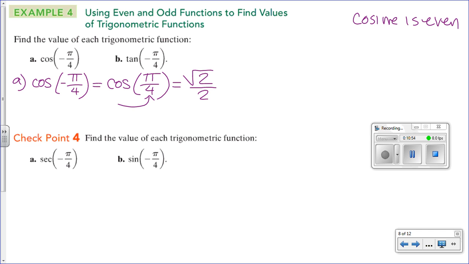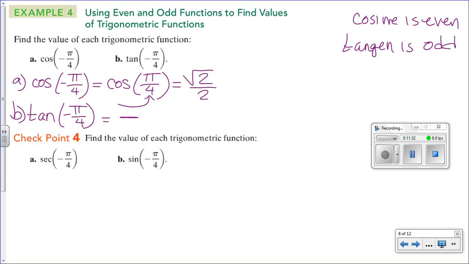Okay, so let's do the second one. So in this case, I know you might be a little confused. The input will be the angle, and then the output will be the ratio, okay, the trigonometric ratio. All right, now for part B, tangent is odd. And so we have tangent of negative pi over 4. We cannot say that it will be the same as tangent of positive pi over 4. It is actually the opposite, right? The opposite of tangent of pi over 4.